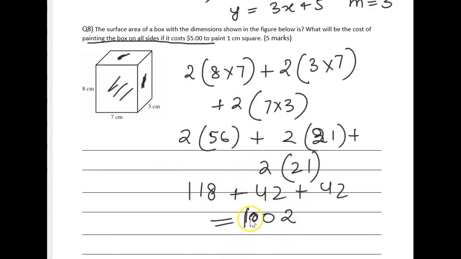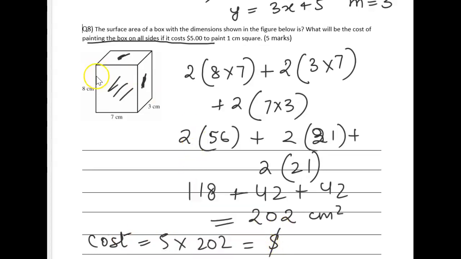Sorry, just a sec, guys. So, 202, okay, and you've been given the price of 1 centimeter, so this is centimeter square. 1 centimeter square is $5, so the whole cost for painting will be 5 times 202. You can use your calculator to find this.